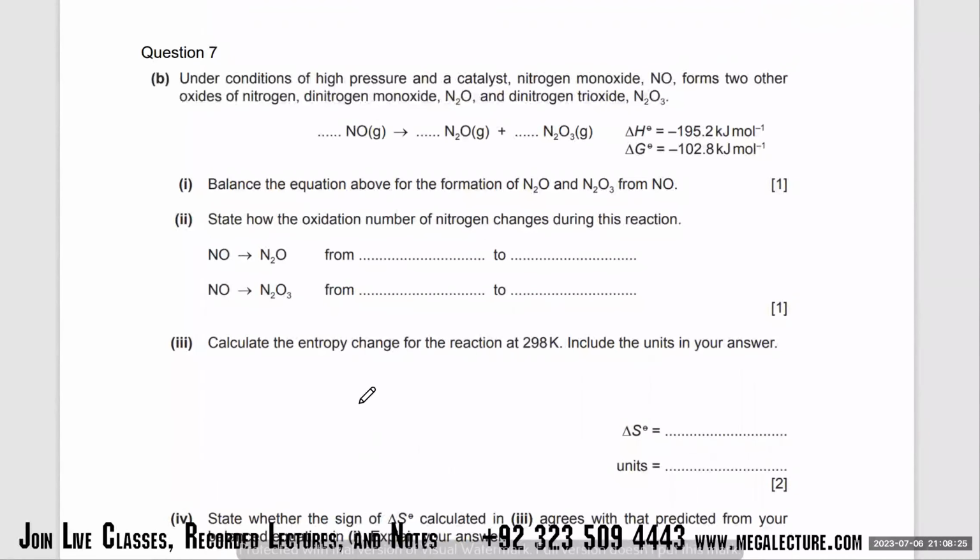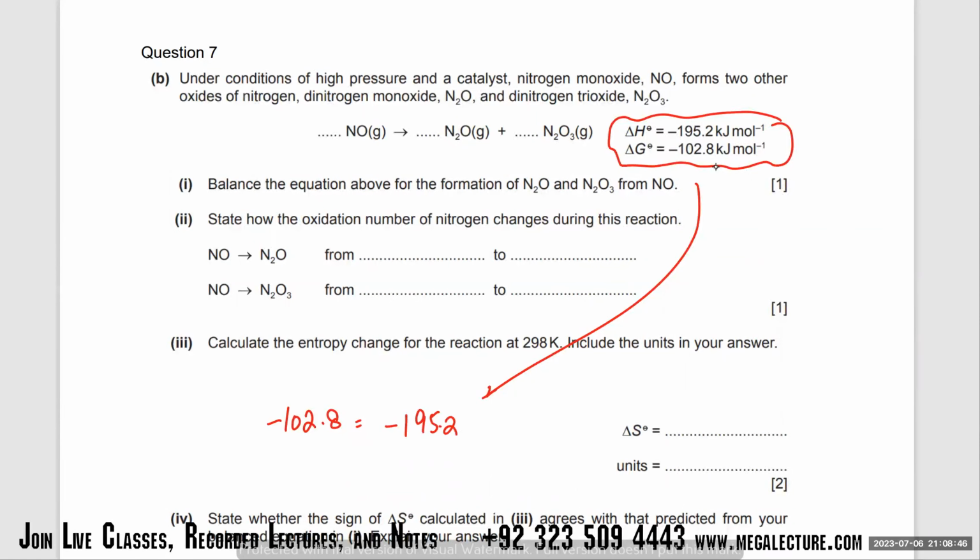So over here, he's asking, calculate the entropy change for the reaction at 298 Kelvins. For the reaction, these values are given. So delta G is given, that's minus 102. So delta G is equal to delta H, which is minus 195, minus T, which is given, and it should always be in Kelvins, that's 298, times delta S. So make delta S the subject of the equation, you're going to divide it by minus 298.